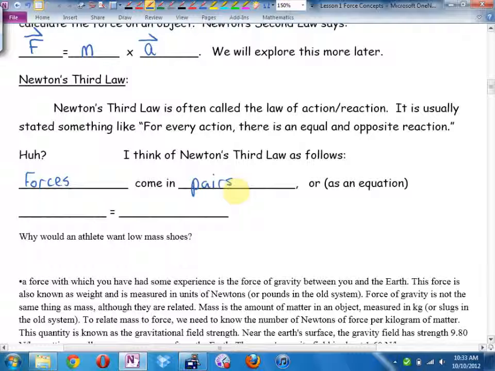Now, Alicia, you can have a force by itself in a free body diagram if you're only drawing one object in the free body diagram and all you're looking at are the forces on that object. But I'm telling you, you cannot have a force by itself. Forces come in pairs. Or, as an equation, the force of object A on object B is equal to the force of object B on object A, but negative, in the opposite direction. Forces come in pairs.